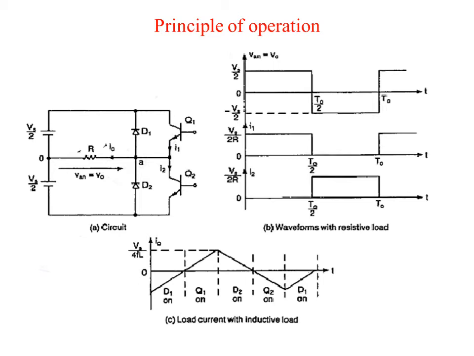This inverter requires a 3-wire DC source, and when a transistor is off, its reverse voltage is Vs instead of Vs by 2. This inverter is known as the half bridge inverter. Figure C shows the load current with inductive load. First of all, we'll study the waveform with resistive load, and then we'll study the load current with inductive load.